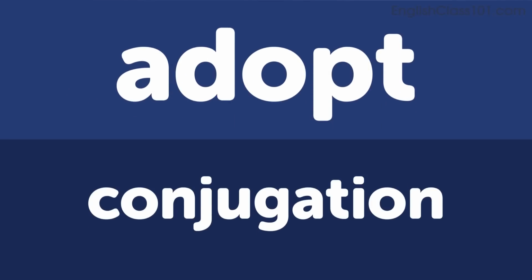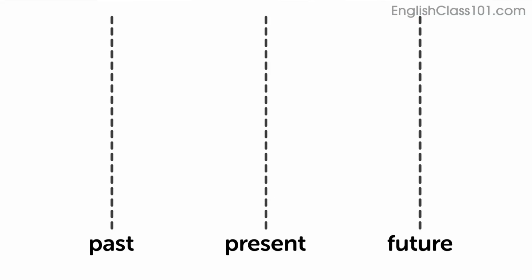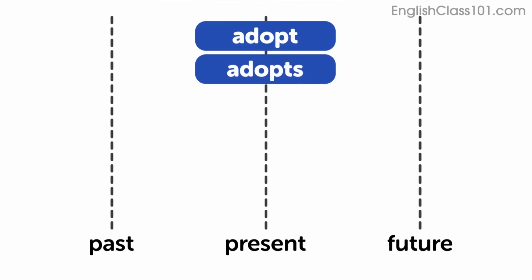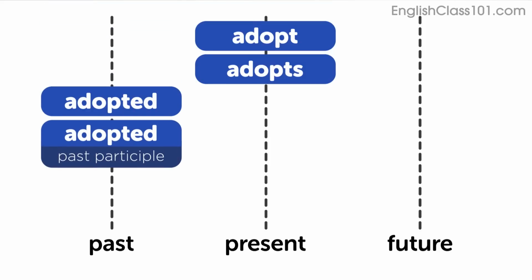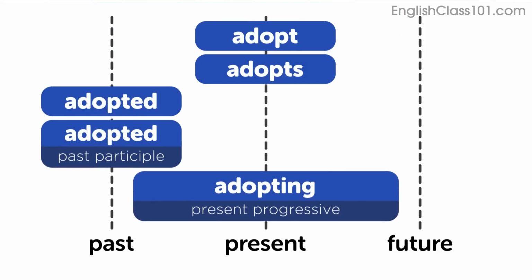Now let's take a look at the conjugations for this verb. Present, adopt, adopts. Past, adopted. Past participle, adopted. Progressive, adopting.